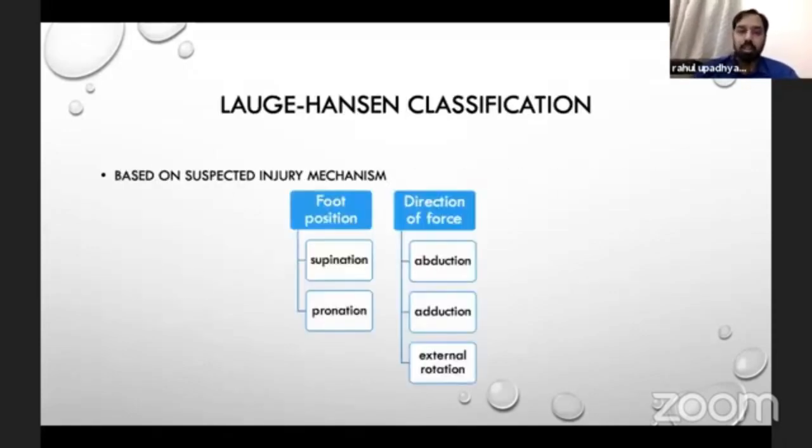So the Lauge-Hansen classification worked basically on the position of the foot and the direction of force which is acting on that particular position. So we can have a supinated and a pronated foot, and the direction of force can be abduction, adduction, or the rotational forces.